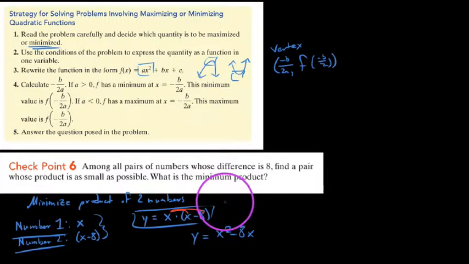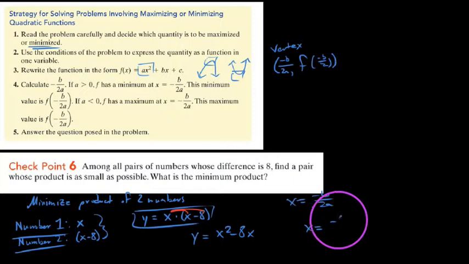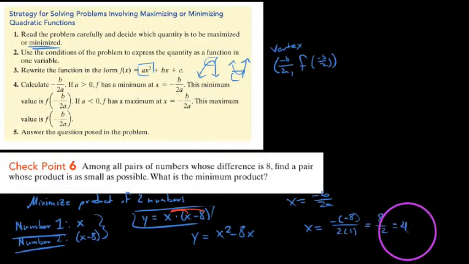So solving this, what we end up with here is negative b over 2a, which is what we would search for first. So when we find this, we say x equals negative... Now our b value is negative 8, and our a value is 1. So we have 2 times 1 here. We get 8 over 2, which is 4.